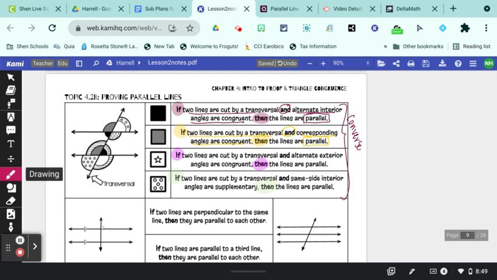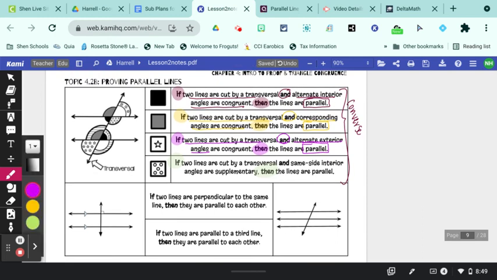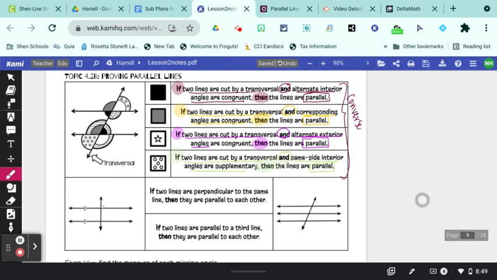The third one, if two lines are cut by a transversal and your alternate exterior angles are congruent, then the lines are parallel. And the fourth one says if two lines are cut by a transversal and your same side interior angles are supplementary, then the lines are parallel. So again, look for the angles. If you can prove the relationship, then they're parallel.